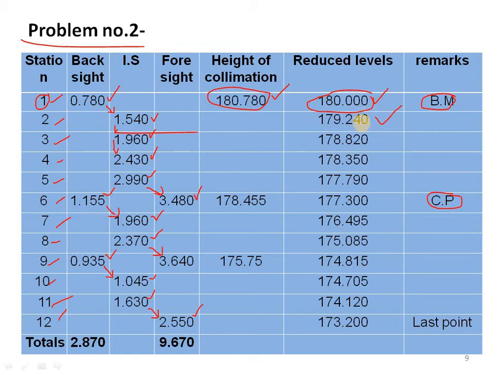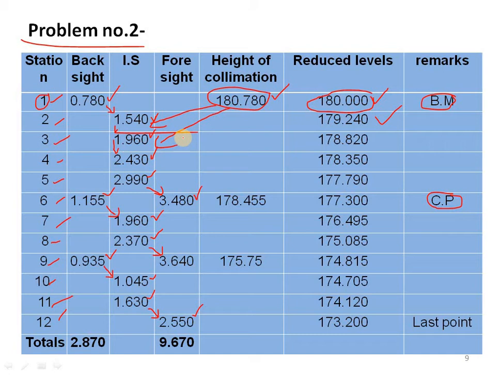and next, to get the RL of station 2, what we have to take here is 180.780 minus 1.54. Please type it in the calculator also while I am explaining, minus 1.54. We can check here, the answer is 179.240, right?